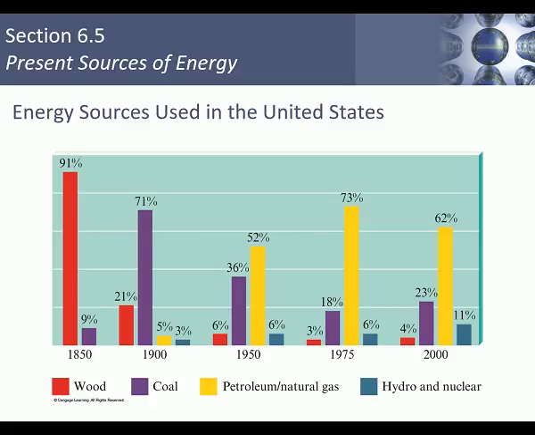Moving forward 50 years, huge decrease in the amount of wood that was used to be burned, and that was replaced with coal. And you can see, starting as early as the year 1900, there's a small amount of petroleum, gasoline, and natural gas usage, as well as hydro and nuclear power. And no, it wasn't nuclear power in the year 1900, but that was the beginning of hydroelectric energy.